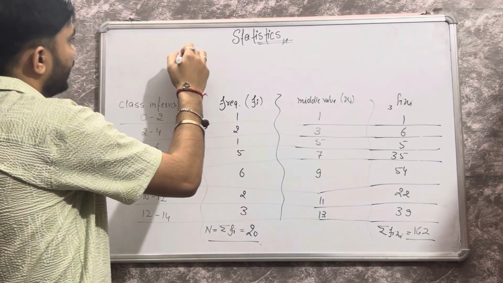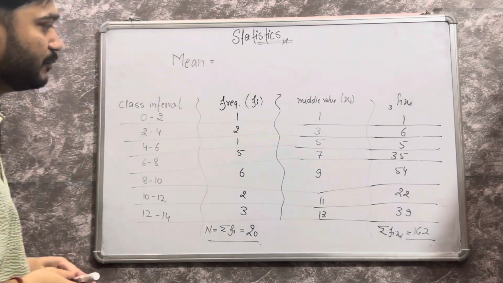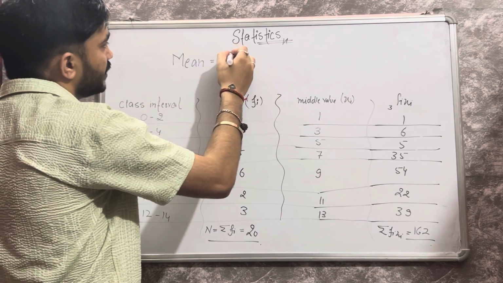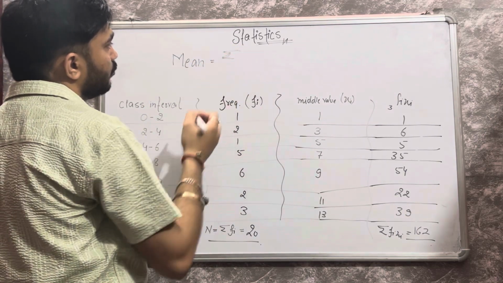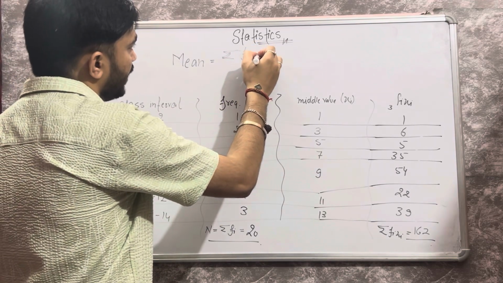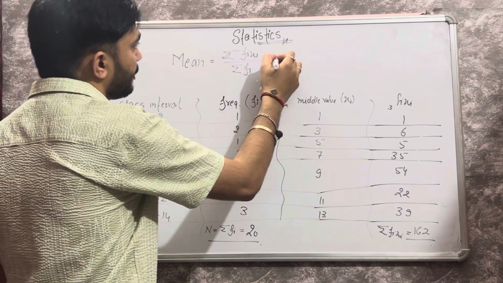Now we have to find the mean of this data. How are we going to find the mean of this data? The answer is very simple. We have to remember the formula for the mean: summation of fixi divided by summation of fi.